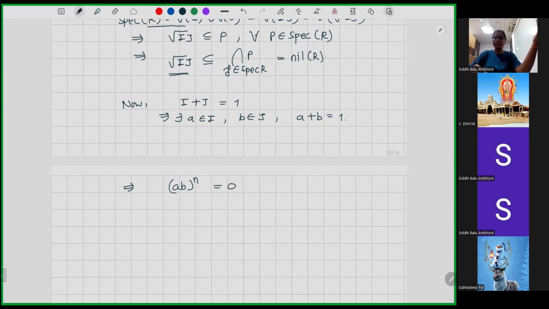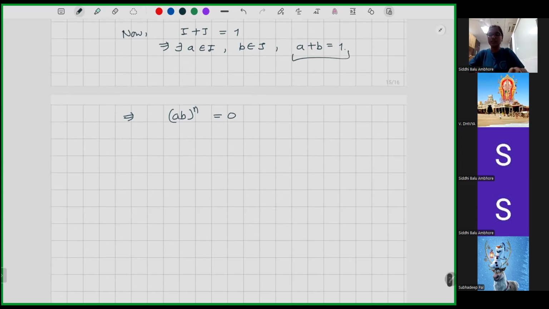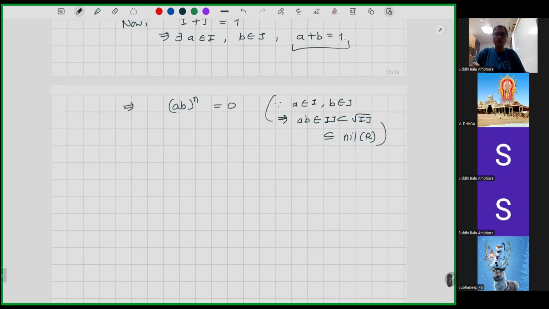So A belongs to I and B belongs to J such that A plus B is equal to 1 gives me that A into B to the power n is 0. Let me write this. Since A belongs to I, B belongs to J, AB belongs to IJ, which is contained in the radical of IJ, which is contained in the nil radical of R. Is this clear? So this implies A to the power n into B to the power n is 0.